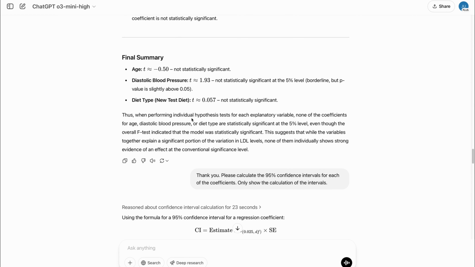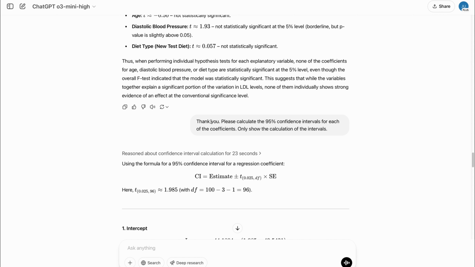And it states there: thus, when performing individual hypothesis tests for explanatory variables, none of the coefficients for age, diastolic blood pressure, or diet type are statistically significant at the 5% level of significance, even though the overall F test indicated the model itself was statistically significant. This suggests that while the variables together explain a significant proportion of the variability in LDL, none of them individually show strong evidence of an effect at the conventional significance level of 0.05.